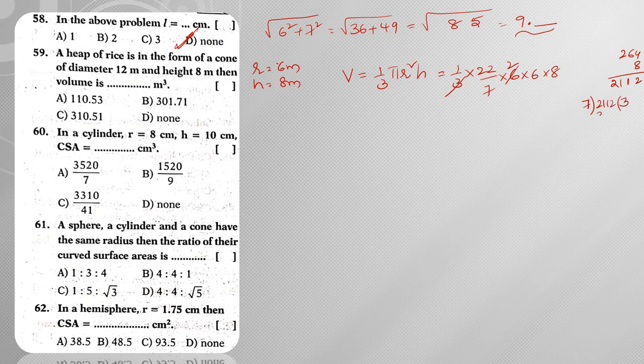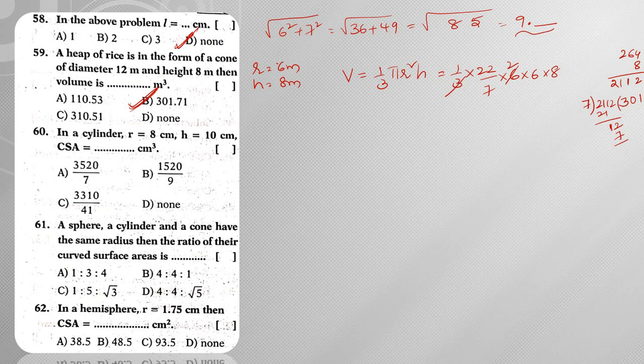So 7 threes are 21. Next, 1 will get down. If you want to have the other one, simply drop 12. So 7 ones are 7. So it is nearly 301.71. Okay. So we should not cancel 7 with 8 because there is a lot of change in the value. Hence the answer is option B.